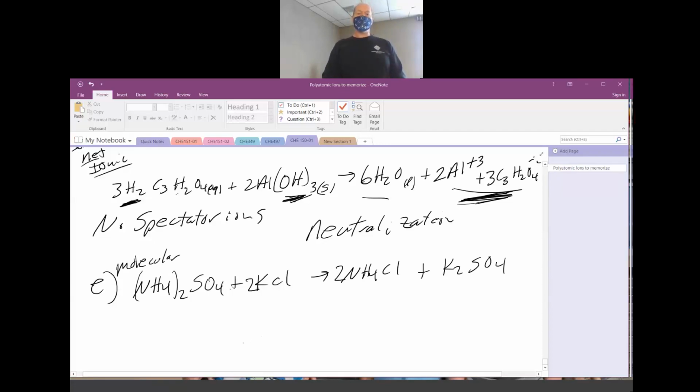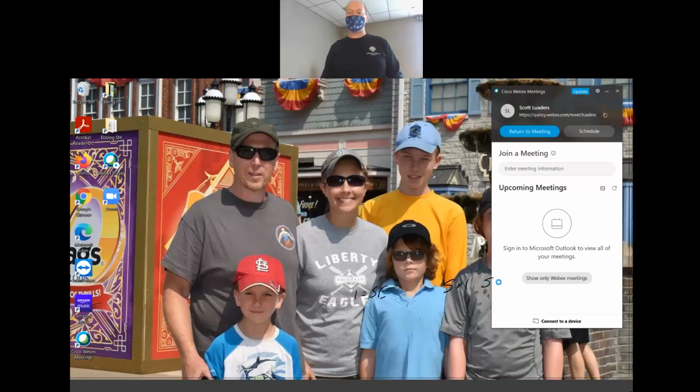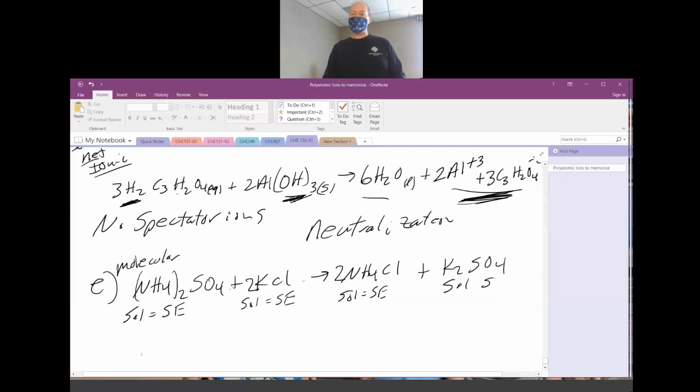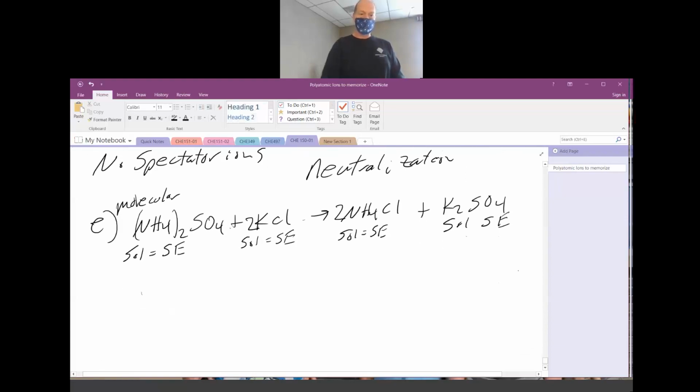Now we have to use our solubility rules. All ammoniums are soluble. This one is soluble, equals strong electrolyte. All potassiums are soluble. This is soluble, equals strong electrolyte. All ammoniums are soluble. Soluble equals strong electrolyte. All potassiums are soluble. This is a strong electrolyte. So all of these are strong electrolytes. All of these are potassium and ammonium salts, and all of those are soluble. The only exception would be an ammonium hydroxide.